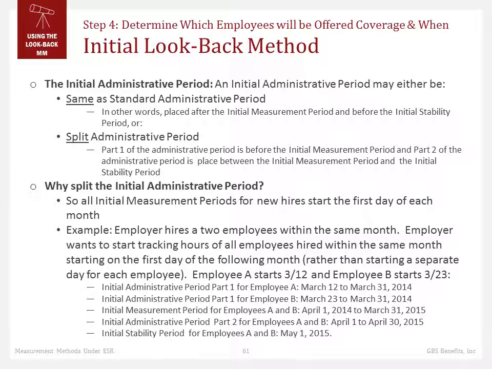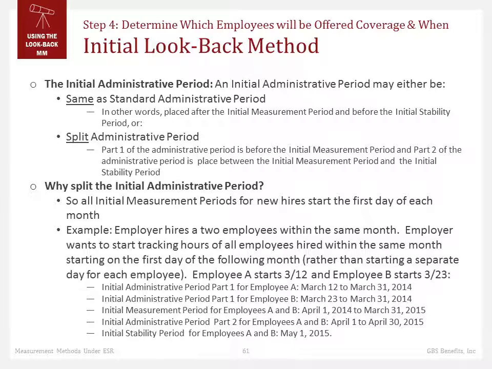Then the initial measurement period for employees A and B both starts at the same time. That starts on the first of the month following the month they were hired, which is April 1, and it goes through the following March 31st. And then the second part of the administrative period, part 2, starts, and that's 1 month. It can only be 1 month because of a special set of rules, and that would be April 1 to April 30th, 2015. And then their stability period starts at the same time as well. That would be May 1st.